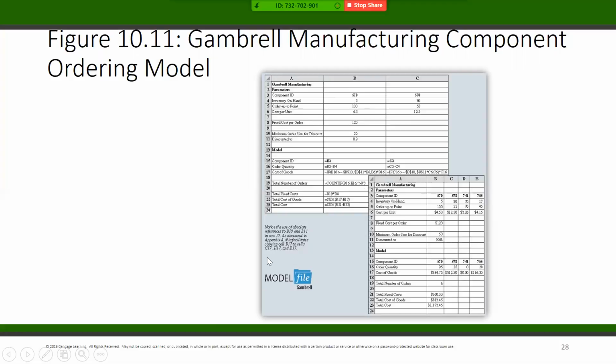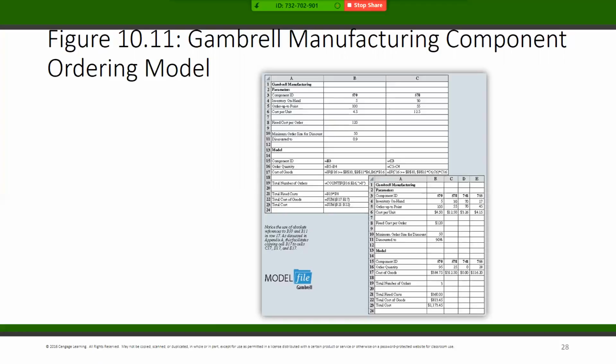Okay. So in that upper half of the worksheet, the component ID number, inventory on hand, which is our H, the order-up-to point M, and the cost per unit are given for each of the 4 components. Also given in the sheet is the fixed cost per order. Now in this case, it's $120.